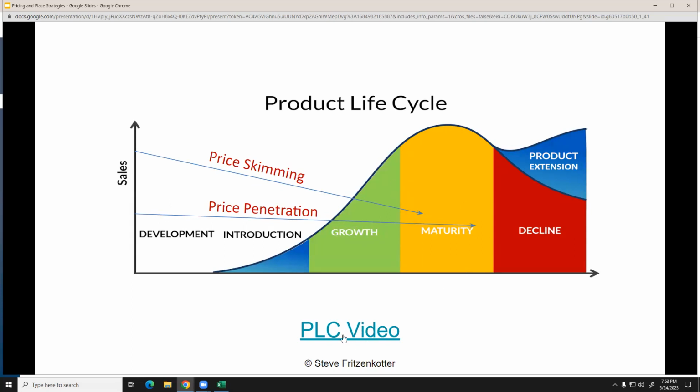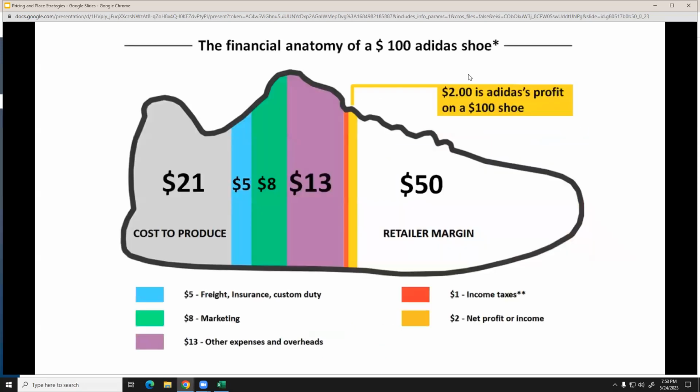There's a short video on the product life cycle if you want to watch it, if you want to learn more about that.